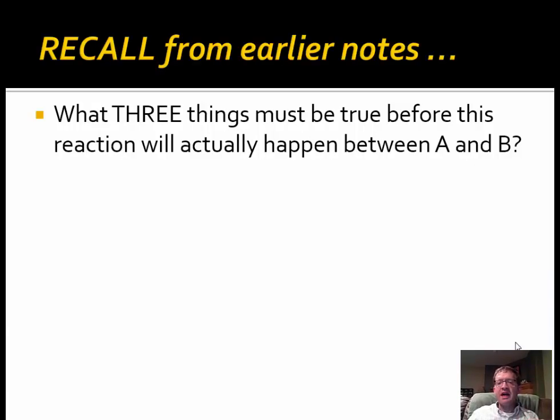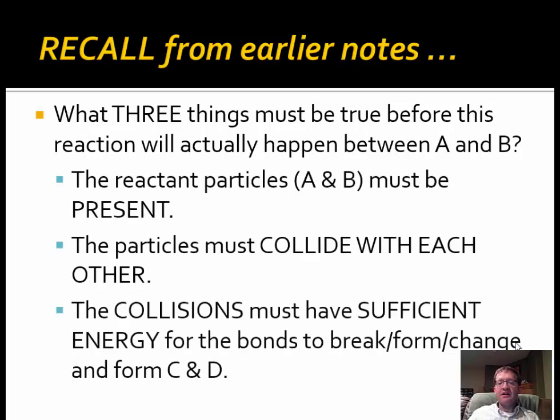Remember, there are three things that have to be true before a reaction will occur between, for example, as we had before, A and B to yield, say, C and D. Three things we said had to be true. One, you have to have A and B present. Two, A and B must collide with each other. And three, those collisions must have enough energy in them in order to break, form, change, rearrange the bonds that occur between A and B and allow C and D to form. So we need to have A and B present, they need to collide, and those collisions need to have enough energy. Now, what can we do then to make a reaction go faster?